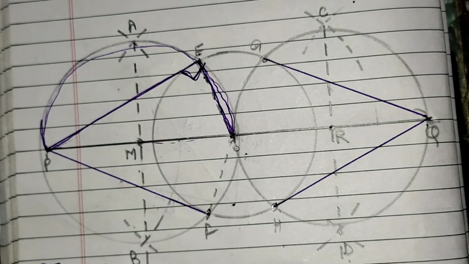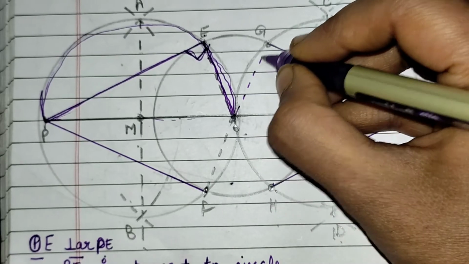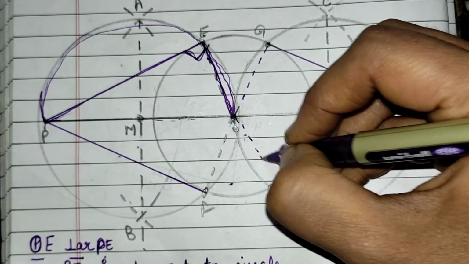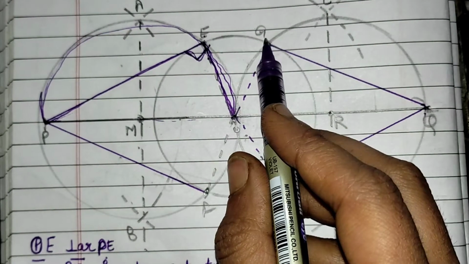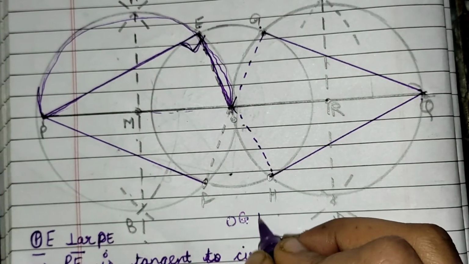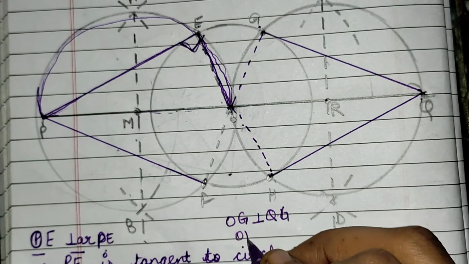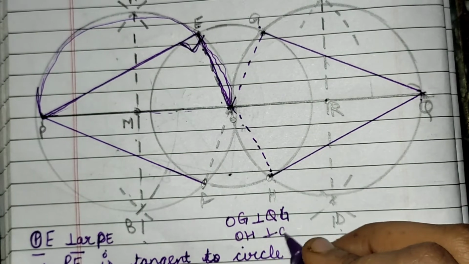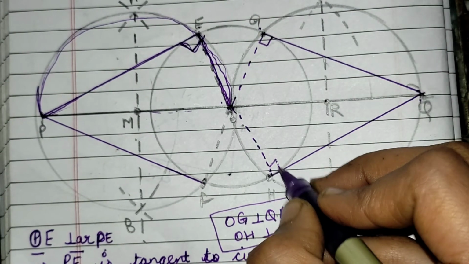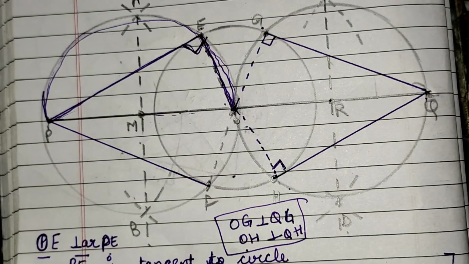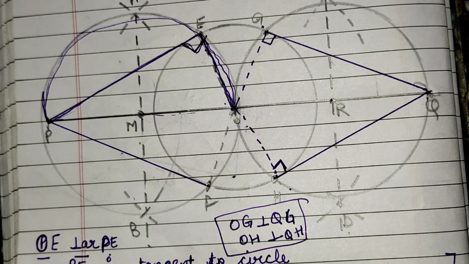Okay, so you can prove the same for all the four remaining tangents. I will draw the radius from this point. Then you can say that OG is perpendicular to QG, and OH is perpendicular to QH, because these angles are of 90 degrees, because these angles are formed inside a semicircle, and angles formed inside a semicircle are of 90 degrees.